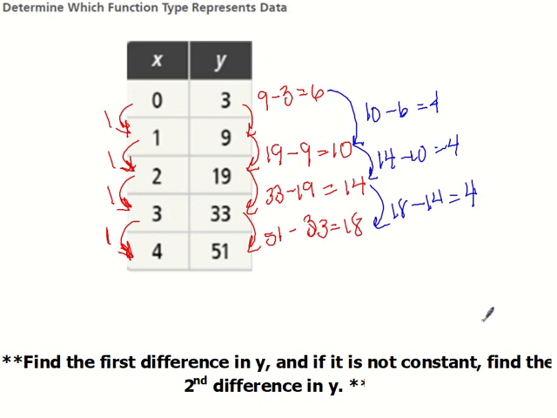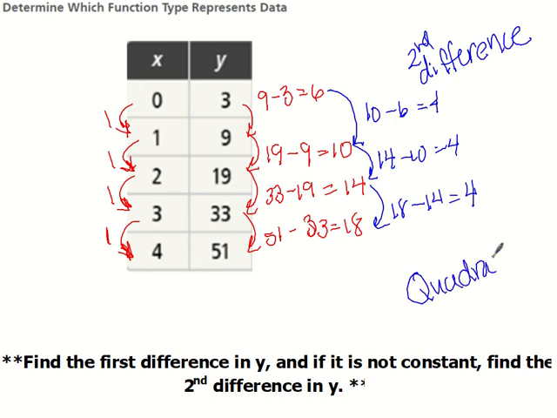So since our second difference of our y's is constant, this is our second difference. Since this is constant, this is going to be a quadratic. So when the second difference is constant, then we know it's going to be a quadratic. Okay, so first difference isn't, but second difference is. This is my day today.